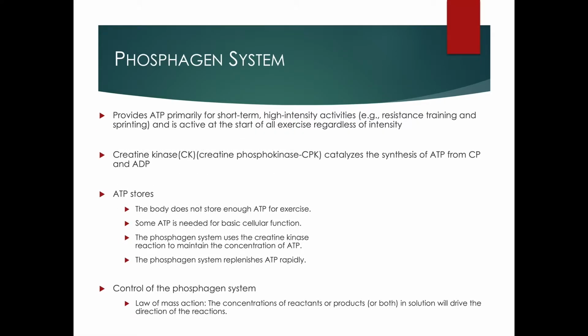So you get into the phosphagen. It says it provides ATP primarily for short-term, high-intensity activities. That is resistance training, sprinting, and is active at the start of exercise regardless of intensity. So I should bring this up right now. All energy systems at all times are working. Okay, if you have an energy system not working at all, we refer to that as death. It's which energy system is taking over as the primary supplier of ATP.